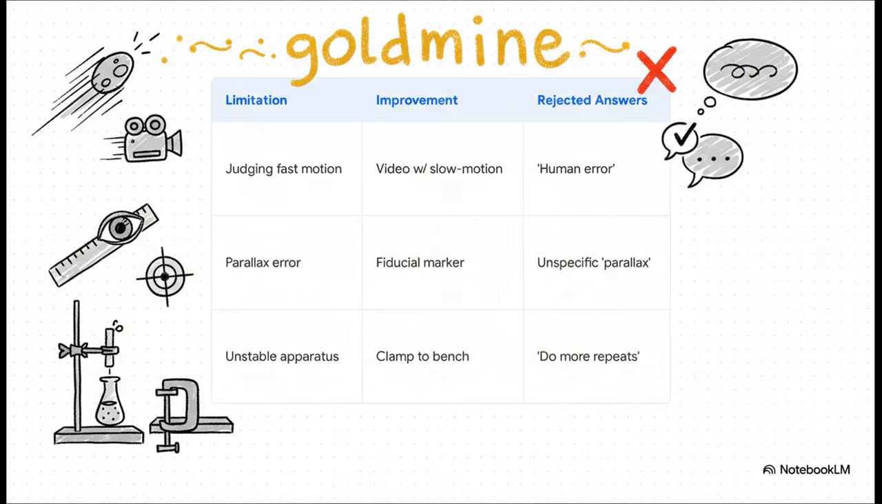Was the motion too fast to time accurately? The improvement is using a video camera with slow motion. Was it hard to read the ruler without parallax error? Suggest using a fiducial marker to line up your eye. Was the whole setup a bit wobbly? The solution is to clamp it to the bench with G-clamps. Specific problems, specific solutions. That's the key.